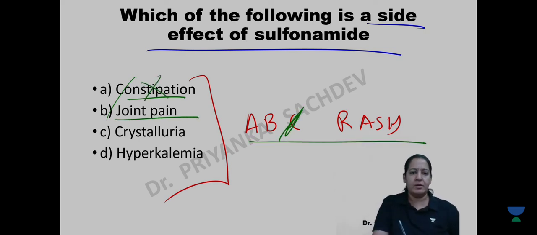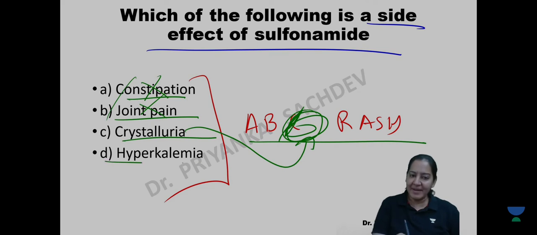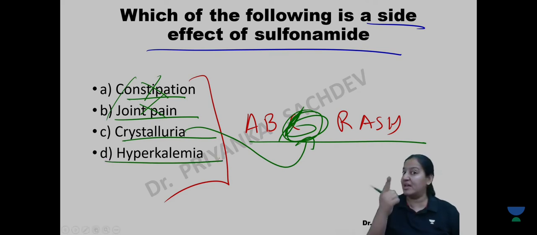Is joint pain coming in the mnemonic? No. Crystalluria? Yes. Here C is crystalluria. So my answer is crystalluria. Hyperkalemia is a side effect of the second drug, that is trimethoprim, but not sulfonamide. So I will go with C. Yes, Amar Kishore, absolutely right. The correct answer here is C.